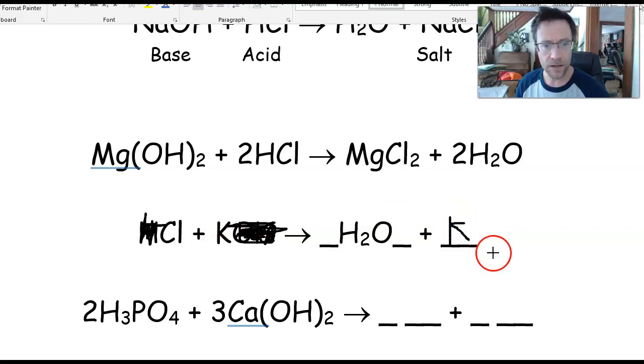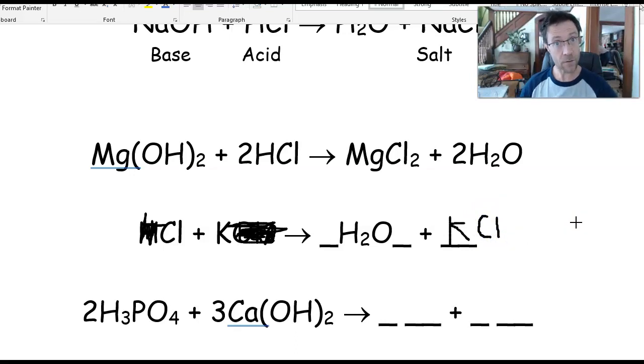So my salt will be potassium. Look at me try to draw with the mouse, right? Potassium, it's my cation, and chlorine is the anion. KCl. Okay? You following that? Easy peasy lemon squeezy. Acid and base make water and salt.